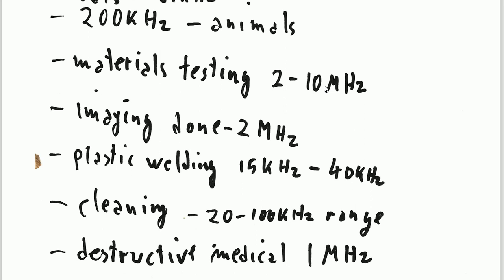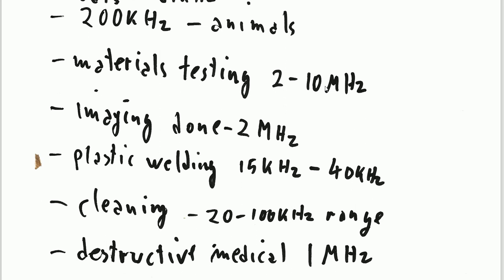Plastic welding is done between 15 kilohertz and 40 kilohertz. I've never had anything to do with plastic welding, but apparently there's a method where you can join plastics together by vibrating the air molecules 15,000 to 40,000 times a second. Cleaning is done between 20 and 100 kilohertz. So if you get your jewelry, like your golden rings and diamonds, and you go to a jeweler and ask him to clean it, they put it into a little box. The box generates ultrasound, and it can go up to 100 kilohertz. And that makes all the dirt vibrate so that it just falls off.